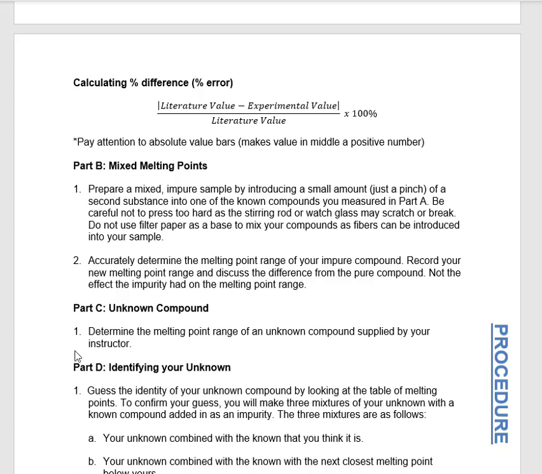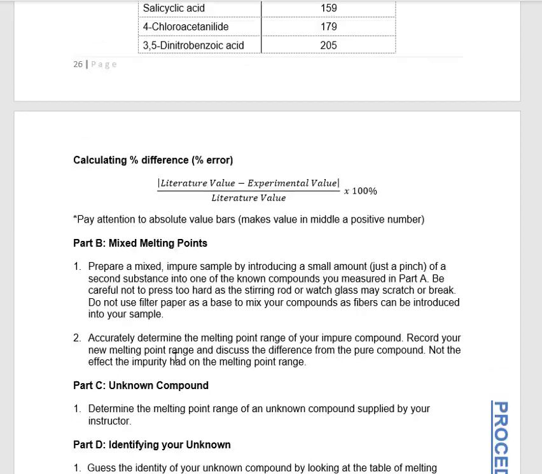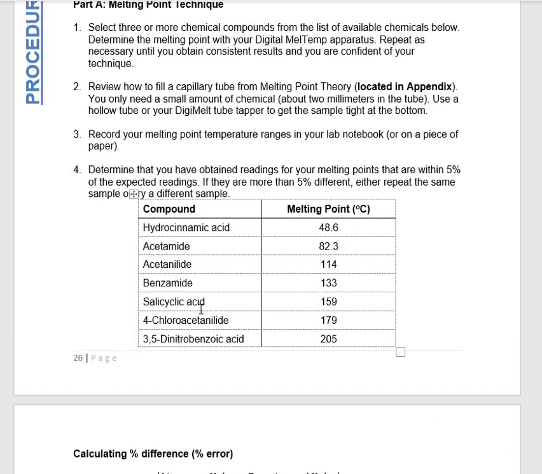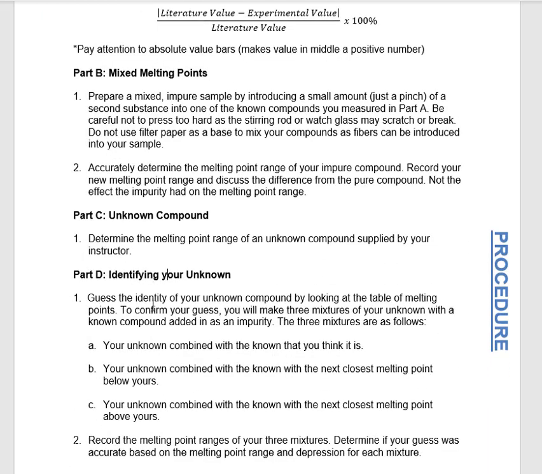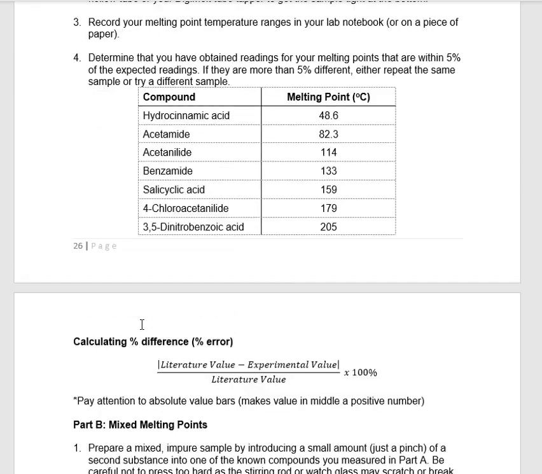Then for part C, you're going to have an unknown, and you're going to determine the melting point range for the unknown. And then in D, to help you identify the unknown, because your unknown is going to be one of these 7, you're going to take that unknown and mix it with the 3 closest compounds that have a melting point.